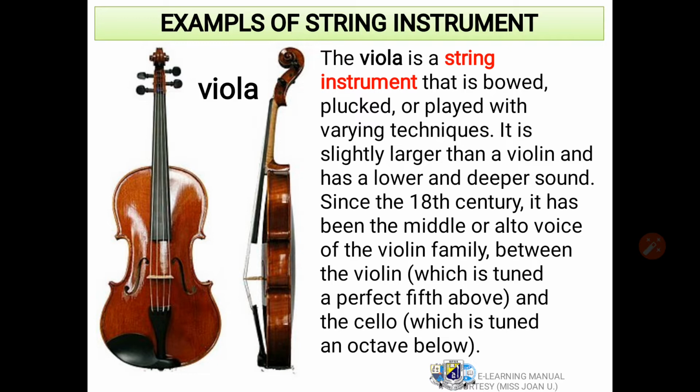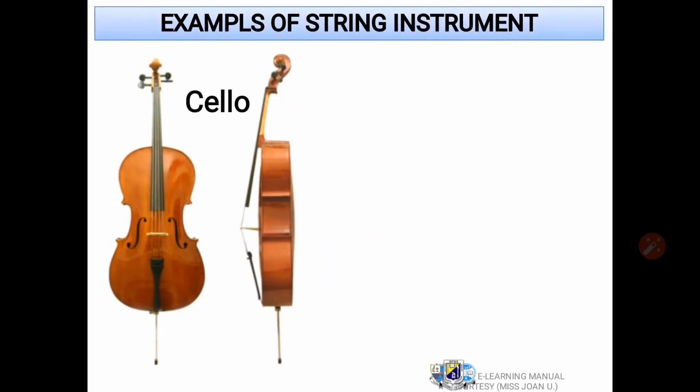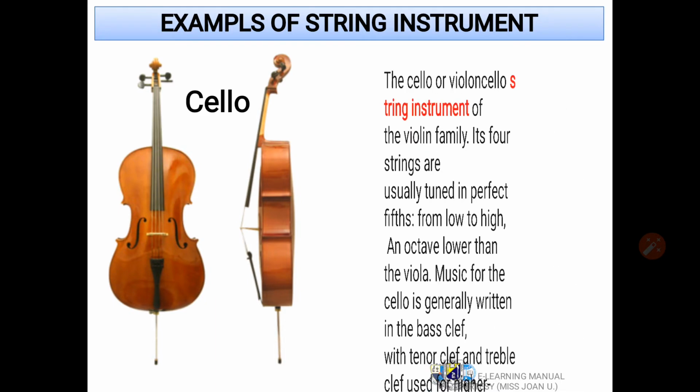Since the 18th century, it has been the middle or alto voice of the violin family. So if we are looking for the middle alto voice, you use the viola rather than the violin, okay? It is tuned a perfect fifth above the cello, which is tuned an octave below. All right, let's look at the cello now.